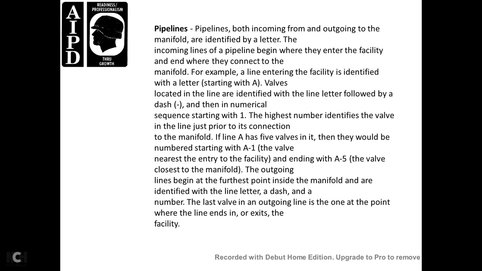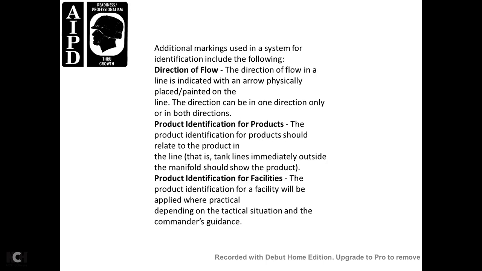The outgoing lines begin at the furthest point inside the manifold and are identified with a line letter, a dash, and a number. The last valve in an outgoing line is at the point where the line ends in or exits the facility.